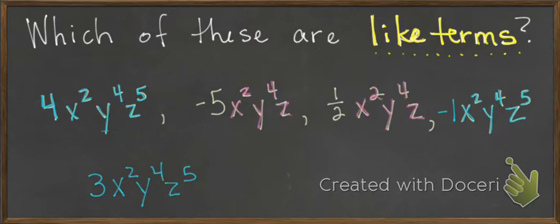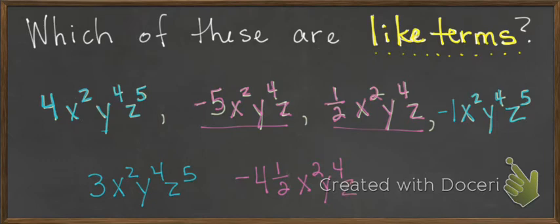Are these like terms? Yes, they both have x squared, y to the 4th, z. So these are like terms as well. So if I were asked to combine them, I can say, well, I have -5 x squared, y to the 4th, z's, and I have 1/2. So -5 and 1/2 would be -4.5 x squared, y to the 4th, z's.